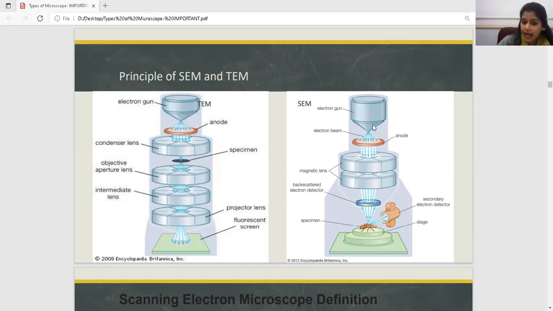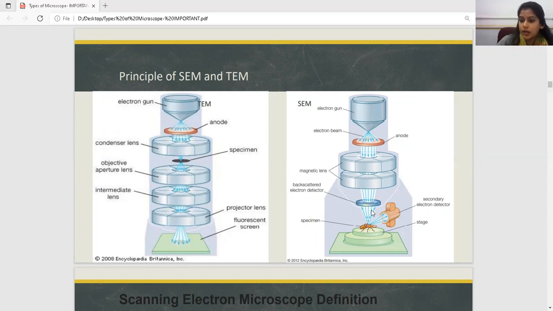And on the other hand, we have SEM, which is nothing but the scanning electron microscope. Here we have the electron gun, and we also have the anode, which attracts all the negatively charged particles, that is the electrons, which are passed through a set of magnetic lenses, of course an objective lens and an ocular lens, that is your projector lens. And it also has a backscattered electron detector.